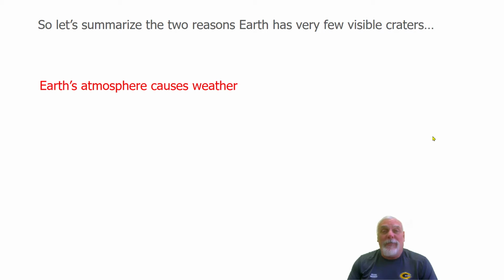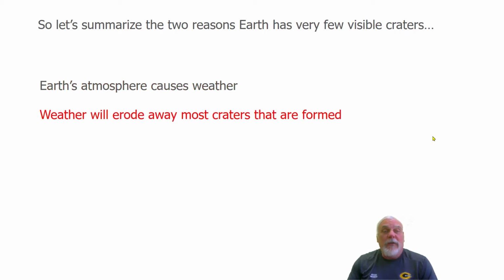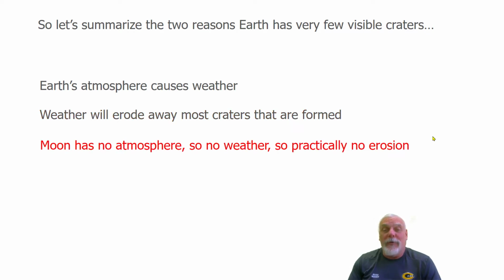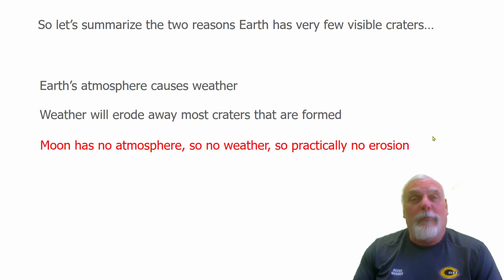The Earth has an atmosphere, and the Earth's atmosphere causes our weather. Wind, rain is going to cause erosion, and it's going to erode away most craters that are formed. So if a meteor does get through our atmosphere and does hit the Earth, leaves a big crater, that crater is going to be eroded away over time. The moon, since it has no atmosphere, has no weather, therefore practically no erosion. A crater hits the moon, it's going to stay there for pretty much ever.